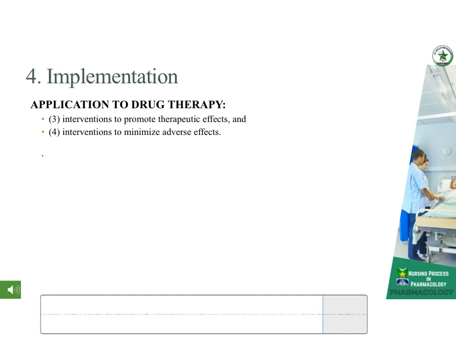Okay? So, in minimizing adverse interactions, okay, so adverse interactions, we have drug-drug interactions, drug-food interactions, drug-herbal interactions, drug-laboratory interactions.